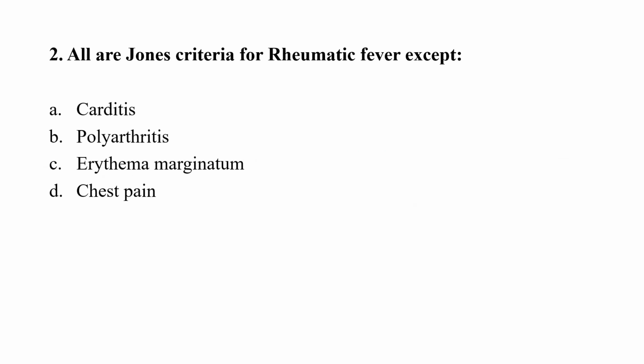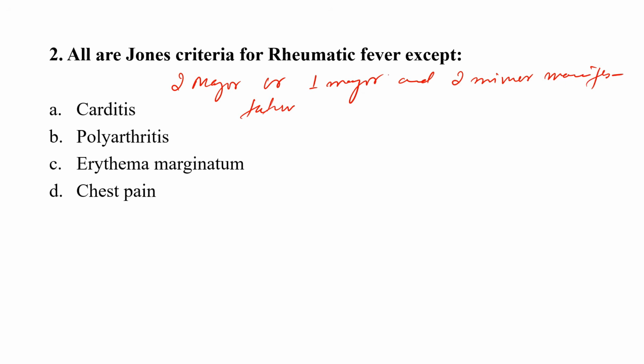Question number 2. All are Jones criteria for rheumatic fever except option A, carditis, option B, polyarthritis, option C, erythema marginatum, option D, chest pain. The diagnosis of rheumatic fever requires two major or one major and two minor manifestations and evidence of group A streptococcal infection.